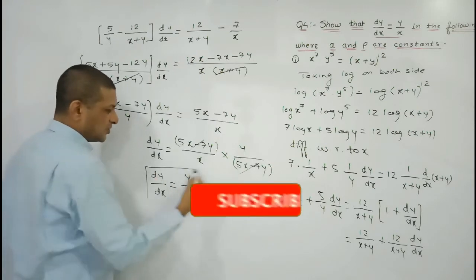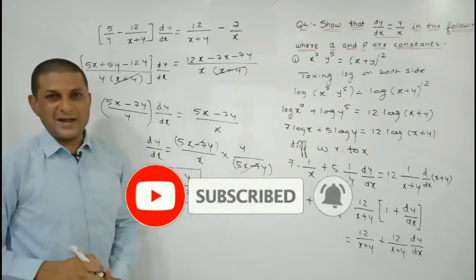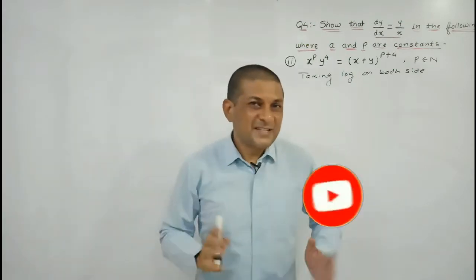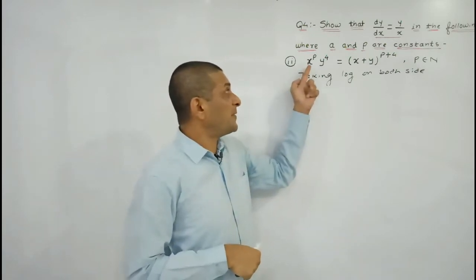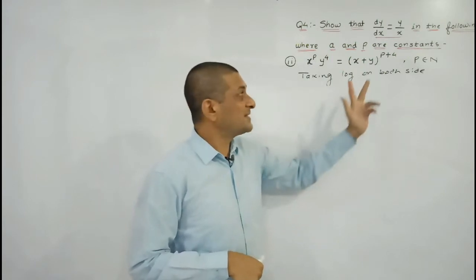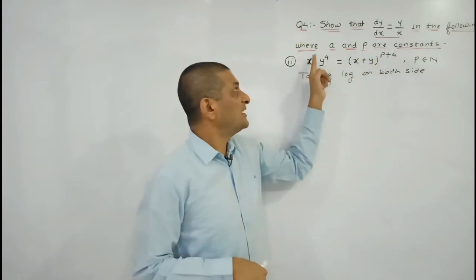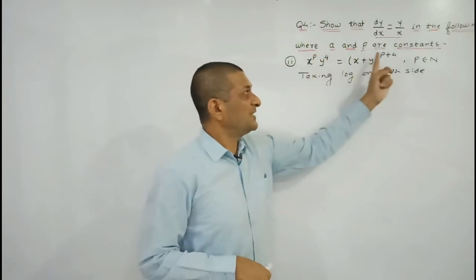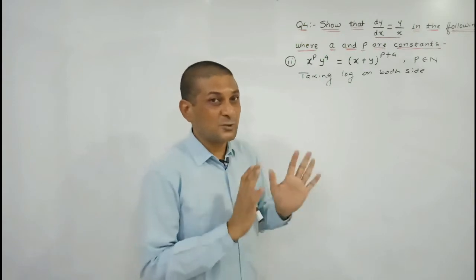In this way we have proved that the value of dy by dx will be equal to y by x. Now see the second example. It is very similar to the first example. What is the power of x here? p. And what is the power of y here? 4. On this side, check that the power of x plus y is the addition of p and 4. Yes, p plus 4. This example is very similar to the last example.